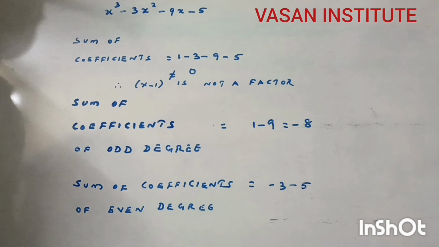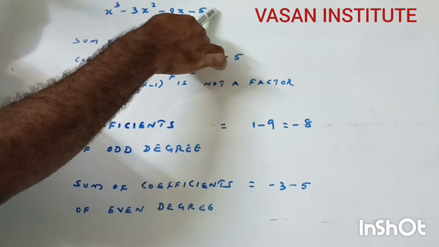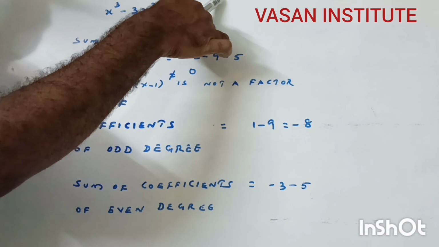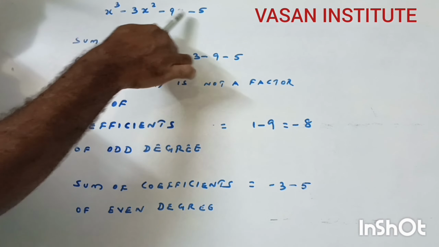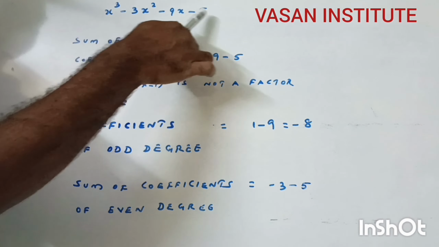Find the sum of coefficients of even degree. X power 2, that is even degree. Here 5 is the constant, x power 0, and 0 is an even number. So the sum of coefficients of even degree: the coefficient of x square is minus 3 and the coefficient of x power 0, that is the constant, is minus 5. Minus 5 and minus 3 gives minus 8.